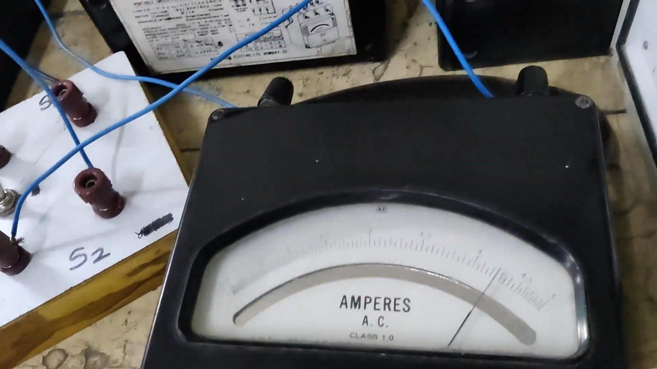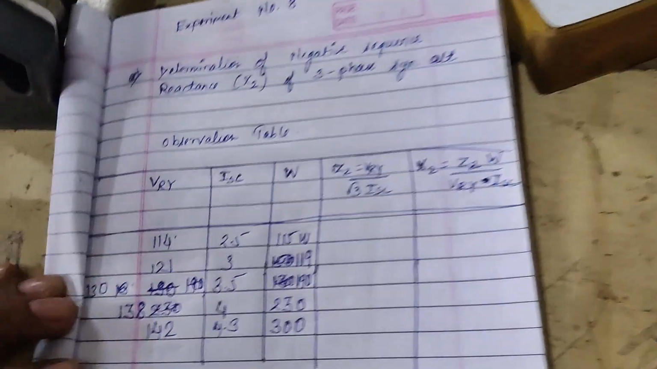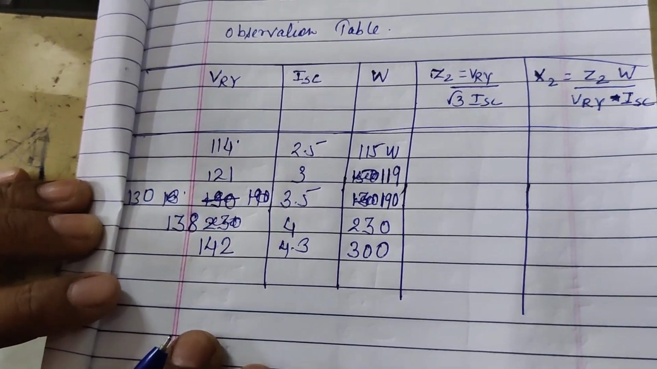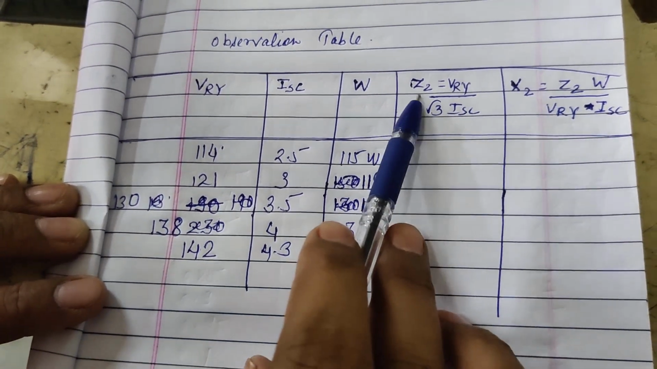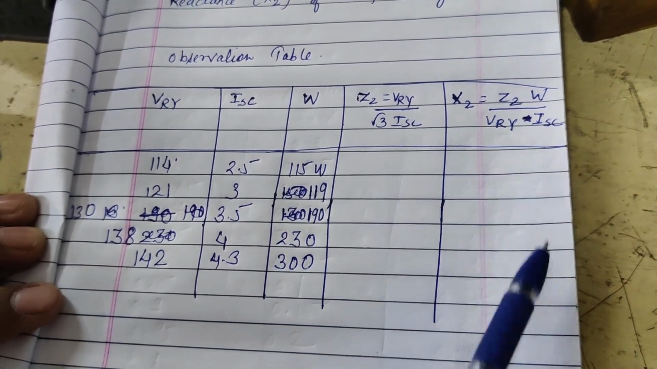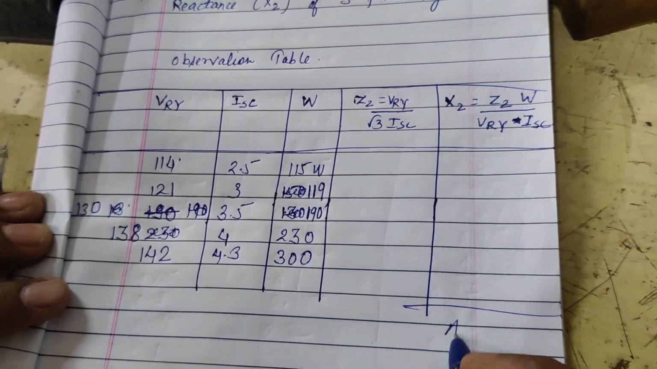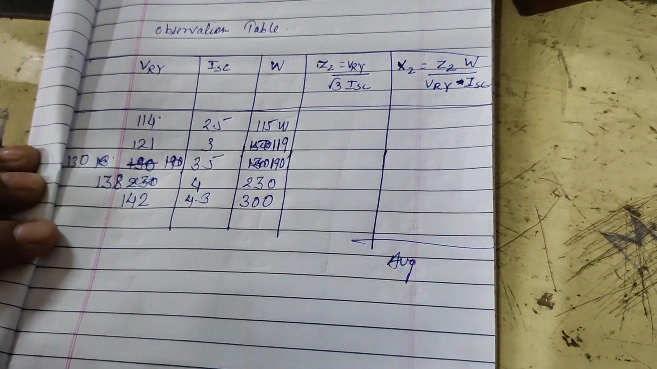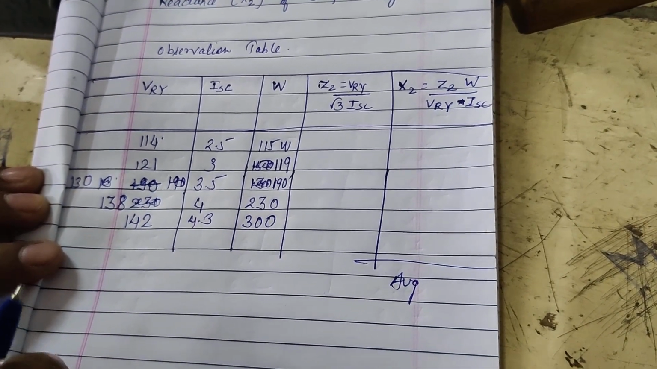Okay, so these are the recordings of the experiment. You should calculate Z2, take the average of it, and then calculate X2, and finally make the average of X2 and write it in the result part.